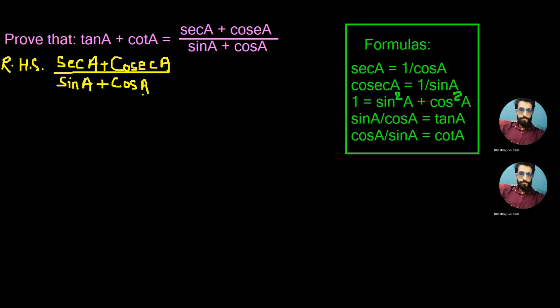Namaste. Let's solve the given question from the right hand side, which we have as (secA plus cosecA) whole divided by (sinA plus cosA). Now, first of all, we change this secA from the formula into 1 by cosA. Similarly, we change cosecA from the formula as 1 by sinA, whole divided by sinA plus cosA.